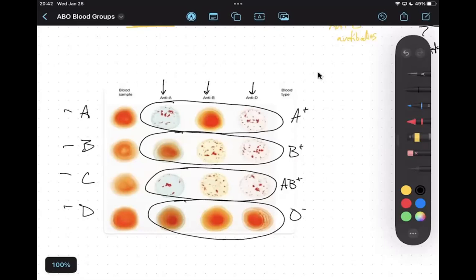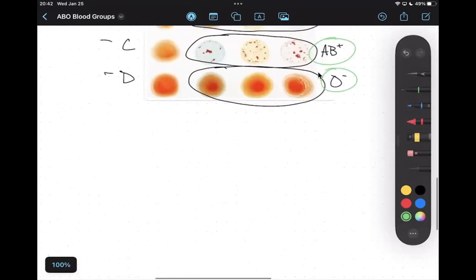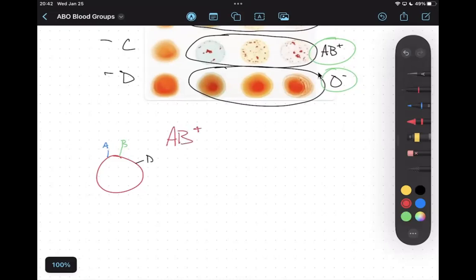All right. So with this, of these examples here, two of them are very significant. Particularly, we're going to look at AB positive and we're going to look at O negative. So if we come down here and we draw a red blood cell, and we make it AB positive. So here is an A antigen. Here is a B antigen, let's do it in green, and then in black we have a D antigen, right? So this blood type is AB positive.